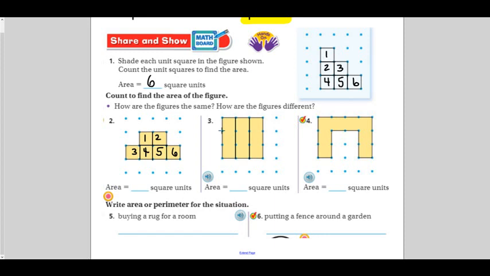remember that area is measuring the inside part of an object. So right here, just simply because it's a tic-tac-toe board, we know, okay, we'll start with 1 and we end up with 9. 1, 2, 3, 4, 5, 6, 7, 8, 9. So 9 square units right there. I can go ahead and come back and put that answer in for 6.